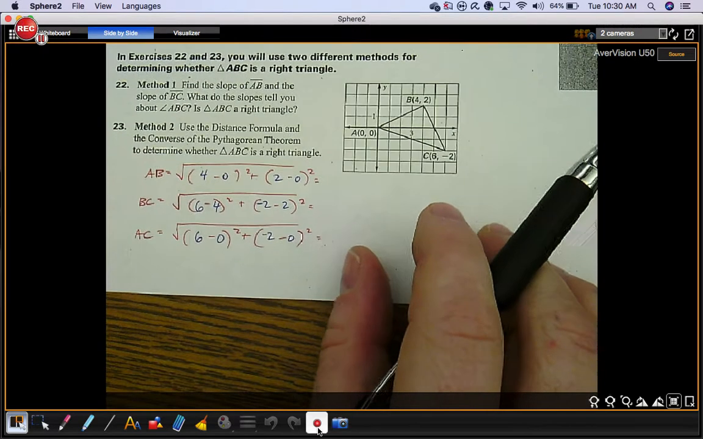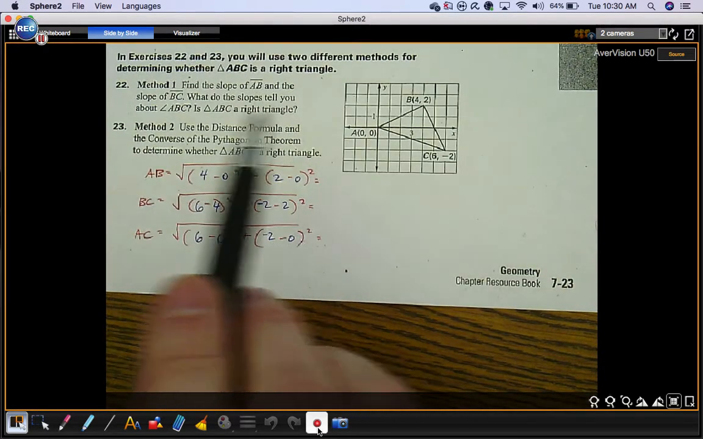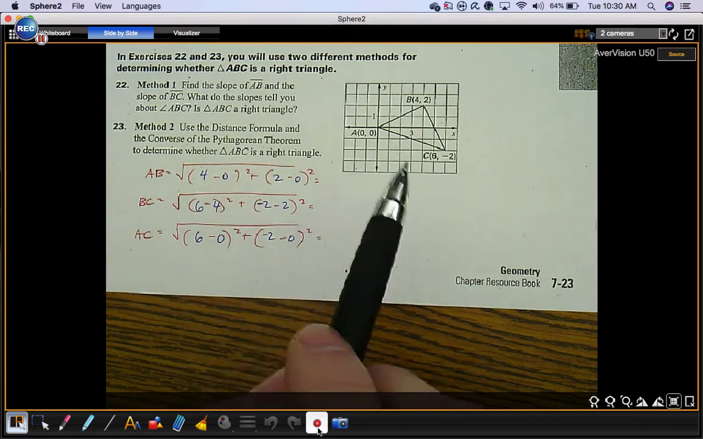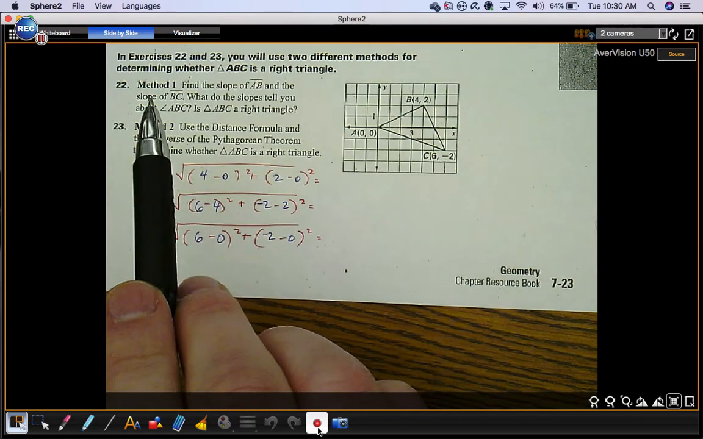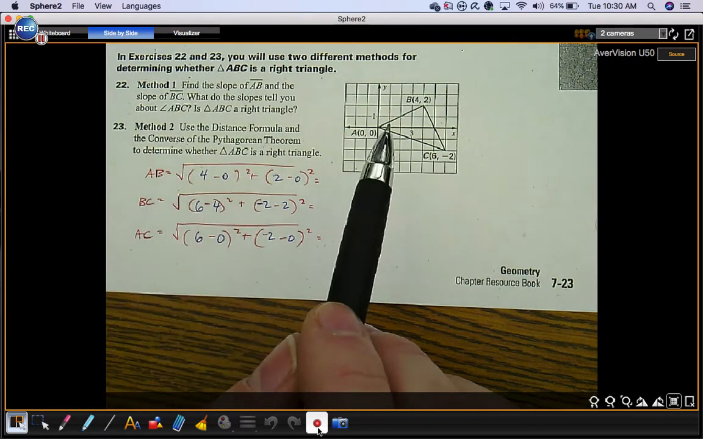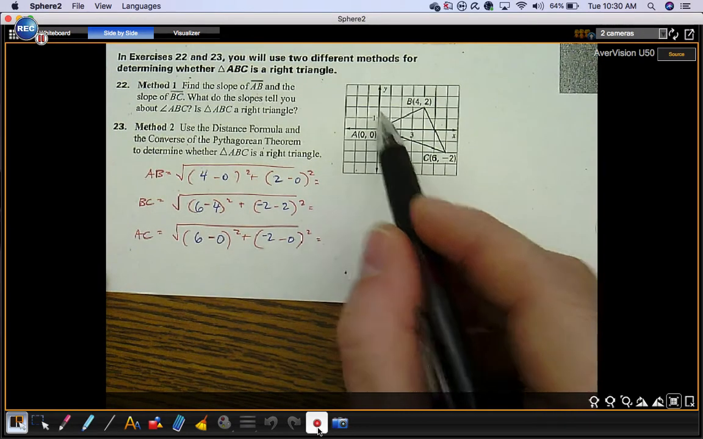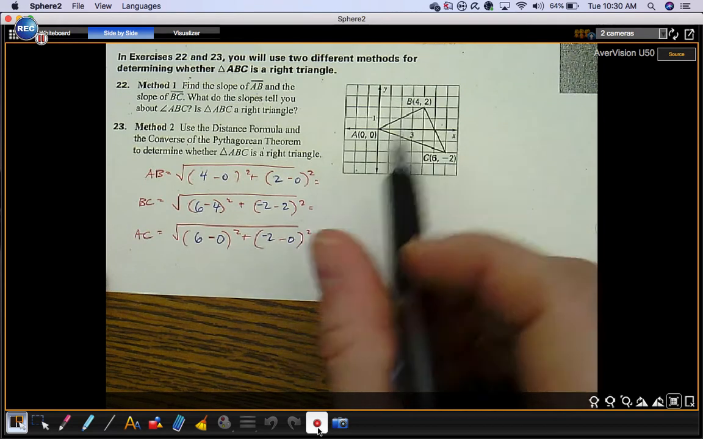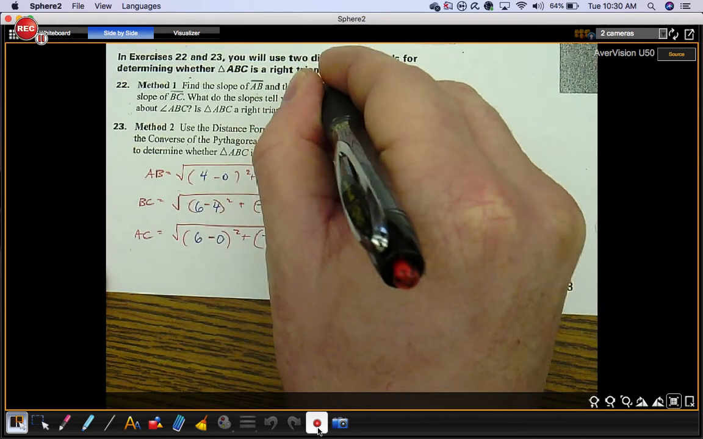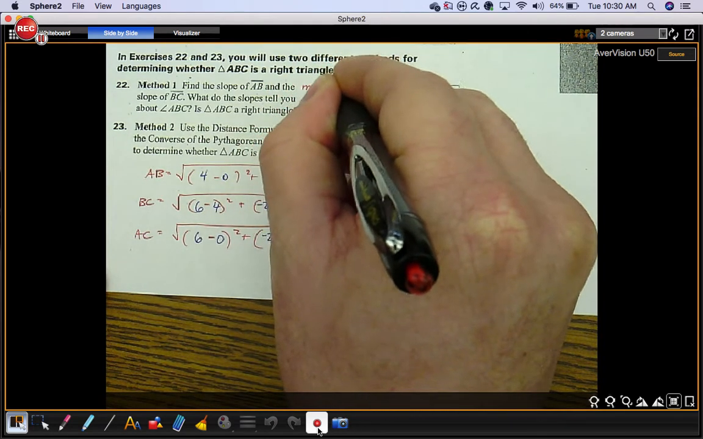In exercises 22 and 23, you will use two different methods for determining whether triangle ABC is a right triangle. Here's your first method. Find the slope of segment AB. We can do that by counting. I'm going to count up 2 units, and I'm going to count to the right 4 units. So the slope there is up 2, right 4, which is 1/2.